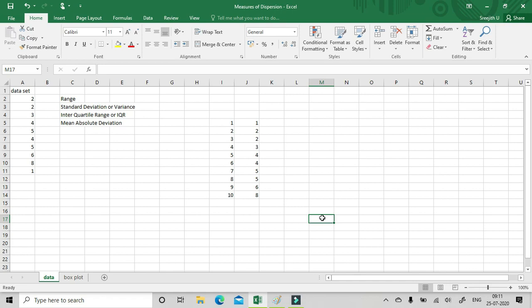So let's first look at the first measure of dispersion, which is range, right? Range is nothing but the difference between the maximum value and the minimum value in your data set. So in our data set, the minimum value happens to be 1 and the maximum value happens to be 8, right? Therefore the range is maximum value minus minimum value, 8 minus 1, and that is 7.